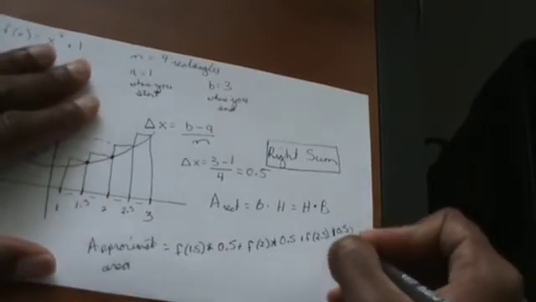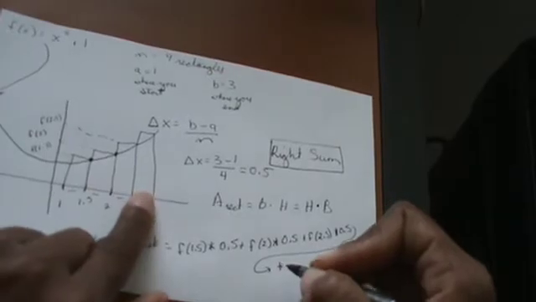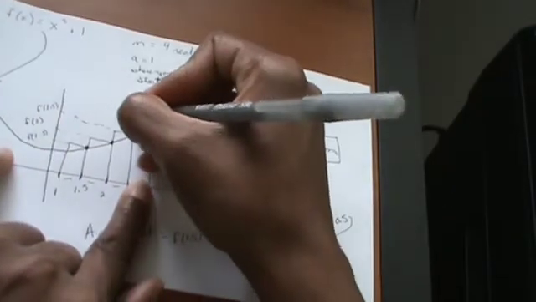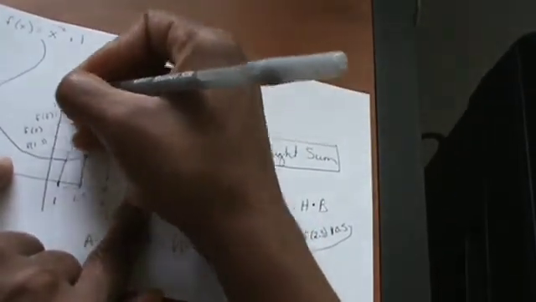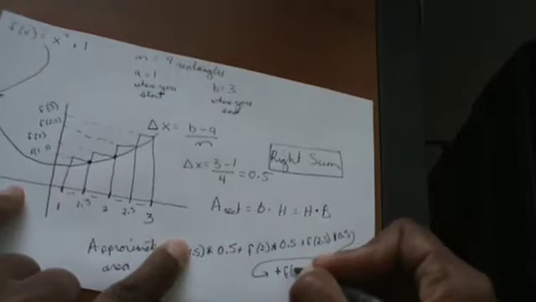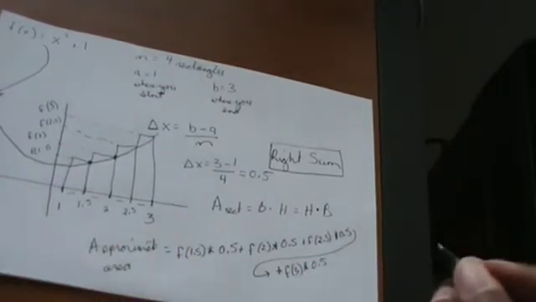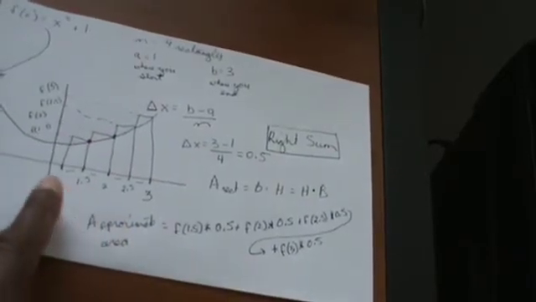Okay, so I know I'm running out of space, but let me keep going. And I'll add to that this last rectangle, which is going to be f of 3. So this will be f of 3 times 0.5. Okay, you'll notice then in all of my work that I never use the 1, right?